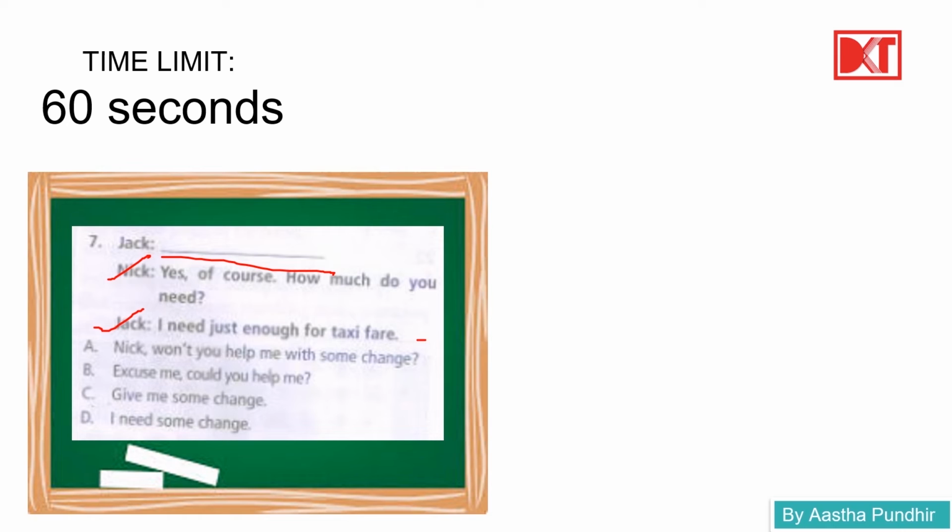So what could have been Jack's dialogue? Let's see. A. Nick, won't you help me with some change? B. Excuse me, could you help me? C. Give me some change. D. I need some change. Now here the appropriate response, a polite and respectful dialogue, would be A. Nick, won't you help me with some change? Right?